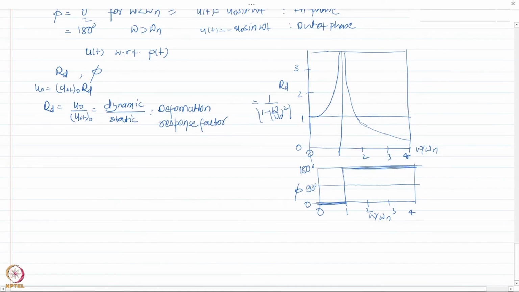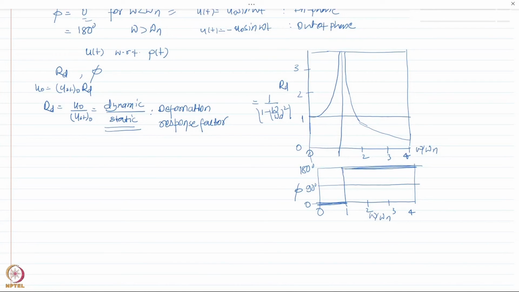We'll see later that there are different types of response factors. Right now we are only dealing with the deformation response factor, which represents the amplification or reduction in the response with respect to the static system. RD is a measure of that amplification or reduction.